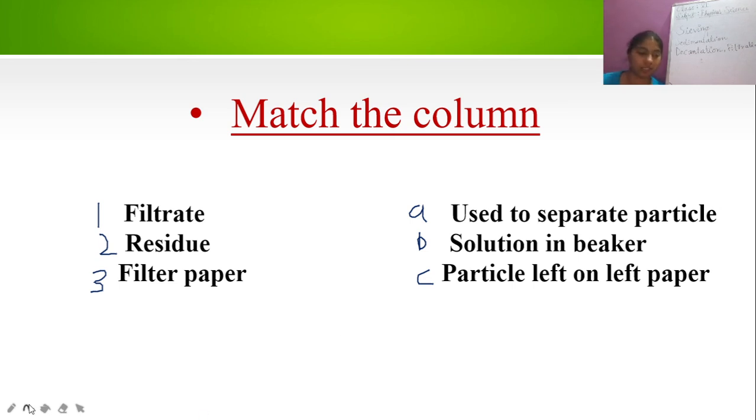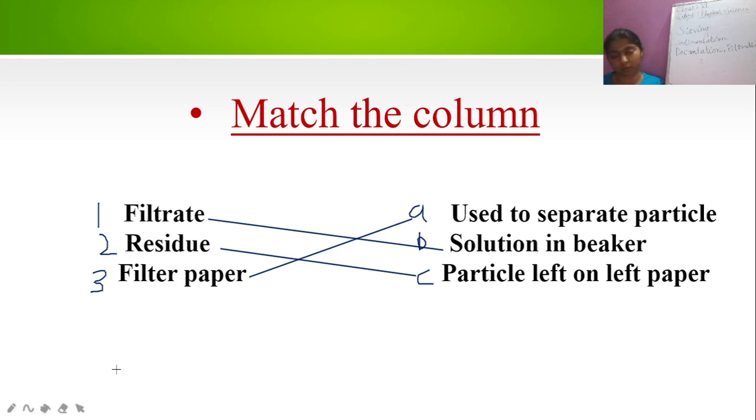Okay students, let's discuss what's your answer. I think you did your task. So filtrate is, yes, a solution in a beaker, right? What is residue? Residue is that which is left on the filter paper, and the filter paper is used to separate the particles. So that way we get the answer.